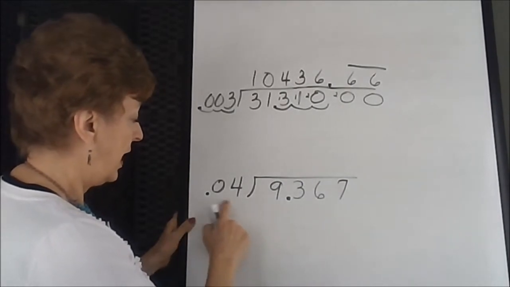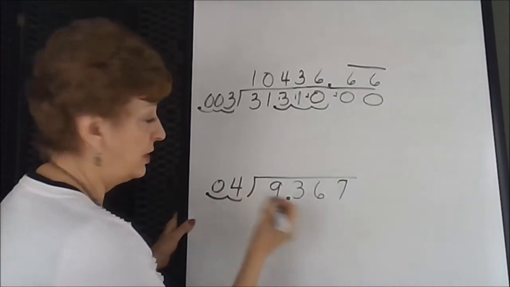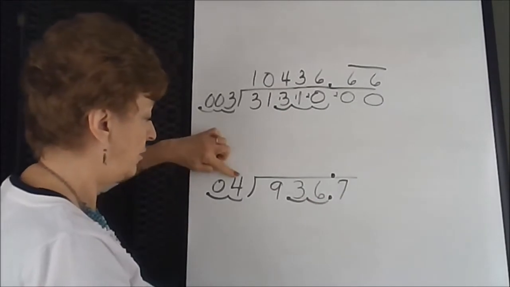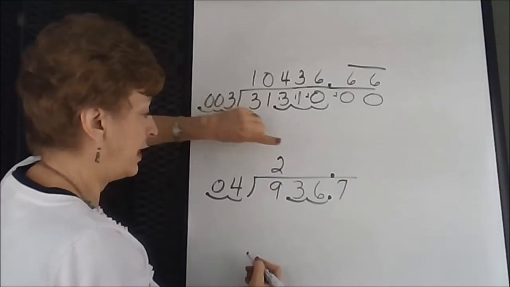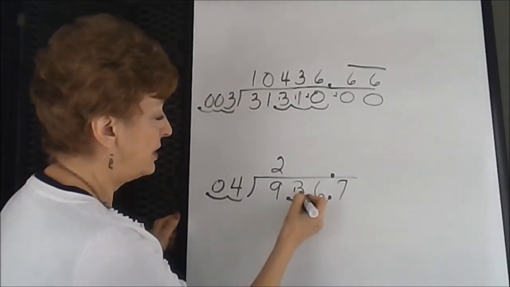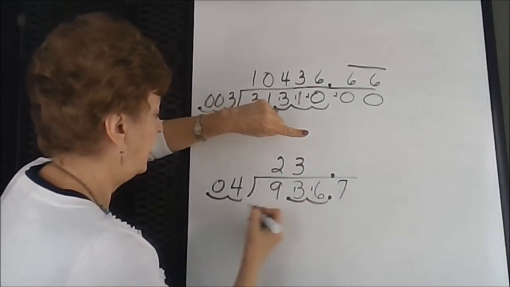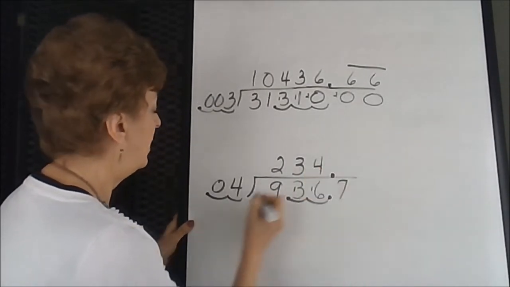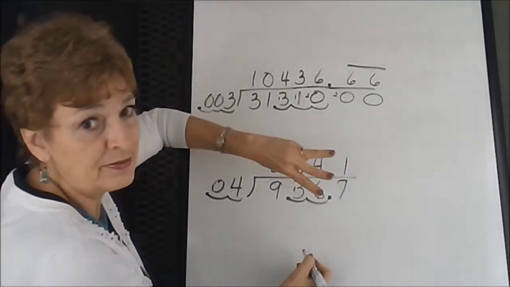4 has 0.04, has a decimal, so we're going to shift it 1, 2, shift it 1, 2, place it into the answer. 4 divides into 9 2 times with 1 left over. 4 divides into 13 3 times, that's 12, and 1 more is 13. 4 divides into 6 4 times with no remainder. 4 divides into 7 1 time with 3 left over.